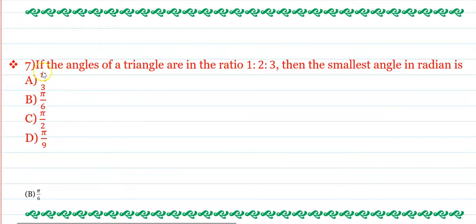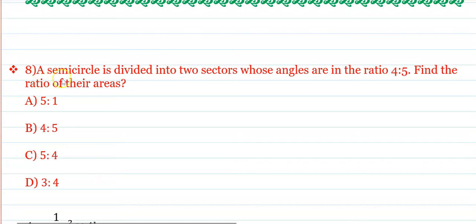Now the next question. If the angles of a triangle are in the ratio 1:2:3, then the smallest angle in radian is. It's very simple. The first angle is 30 degrees, second is 60 degrees, and third is 90 degrees. And therefore the smallest angle is pi by 6 radian. It's a very easy question. Next, a semicircle is divided. Again, I will repeat. A semicircle is divided into two sectors whose angles are in the ratio 4:5. Find the ratio of their areas.